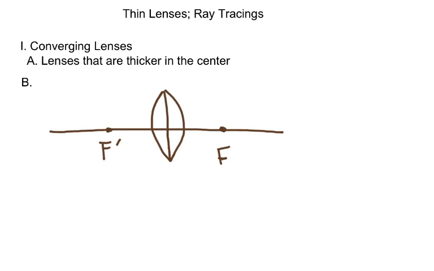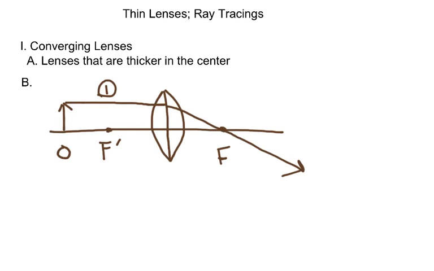If I have an object to the left of my focal point, then we can draw some rays to show where the image will form. Our first ray comes off of the object. When it strikes the lens, the ray of light refracts and goes through the focal point. So this is ray number 1.